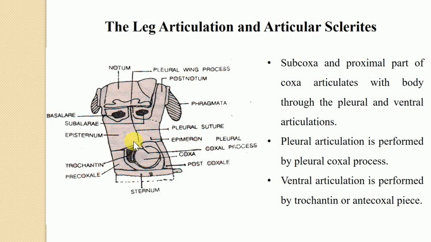So here in this diagram, the antecoxal piece is not there, but if it is there, it always lies between this episternum and the coxa, and in some cases a second antecoxal piece is also there, which is responsible for giving out a ventral articulation of the leg. Now, with the help of this articulation, the leg may move backward and forward or upward and downward, allowing a limited rotation also. So, with the help of all these sclerites, the leg is articulated with the thorax at the coxal processes. So, this is about the articulation.